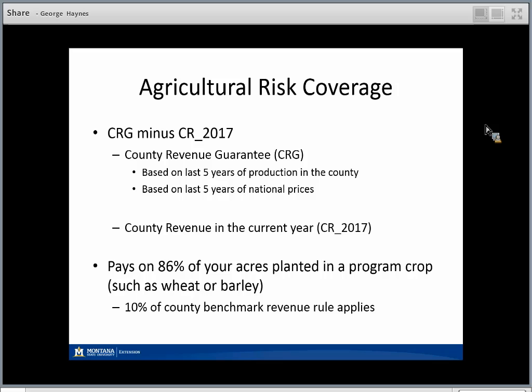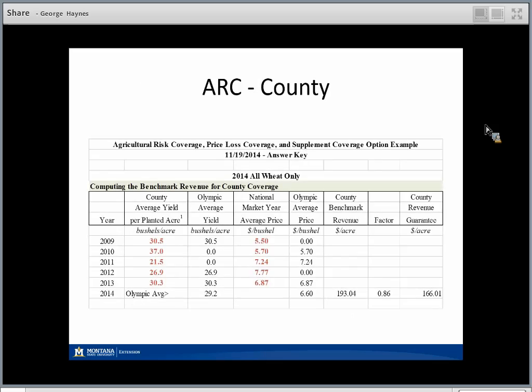But then the federal government has said, well, we're not going to pay 100% of that either. We're only going to pay you 86% of what we owe you. Essentially, we're going to pay you on 86% of your acres. So we get into some arithmetic here that gets a little funky, is probably the best way to phrase it, as you think about this. But hopefully in a few minutes here, you'll see how these numbers work out. It's a little complicated, but not too bad.